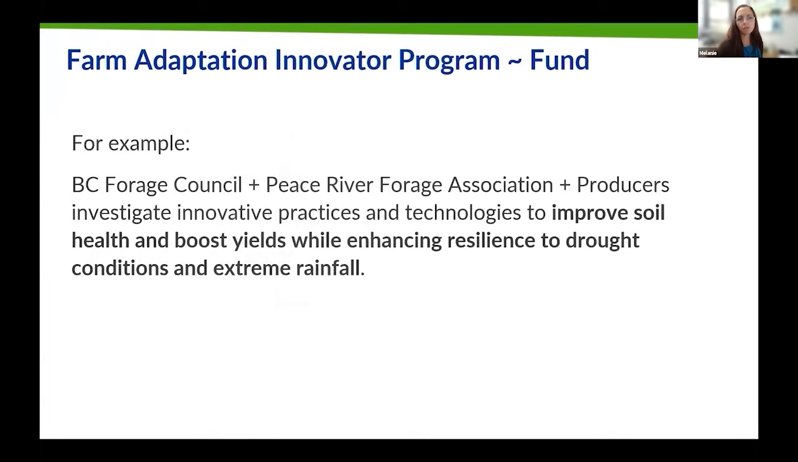And then we get to the farmer level, and that's where funding comes in. The BC CAI helps to review applications and apply the funding, and that's for farm level applied research projects that are all designed to help producers adapt. An example is the BC Forage Council with the Peace River Association, plus the local producers, the Caribou and Peace Region producers, looking at technologies to improve soil health, which will boost yields and improve resilience to drought conditions and extreme rainfall.